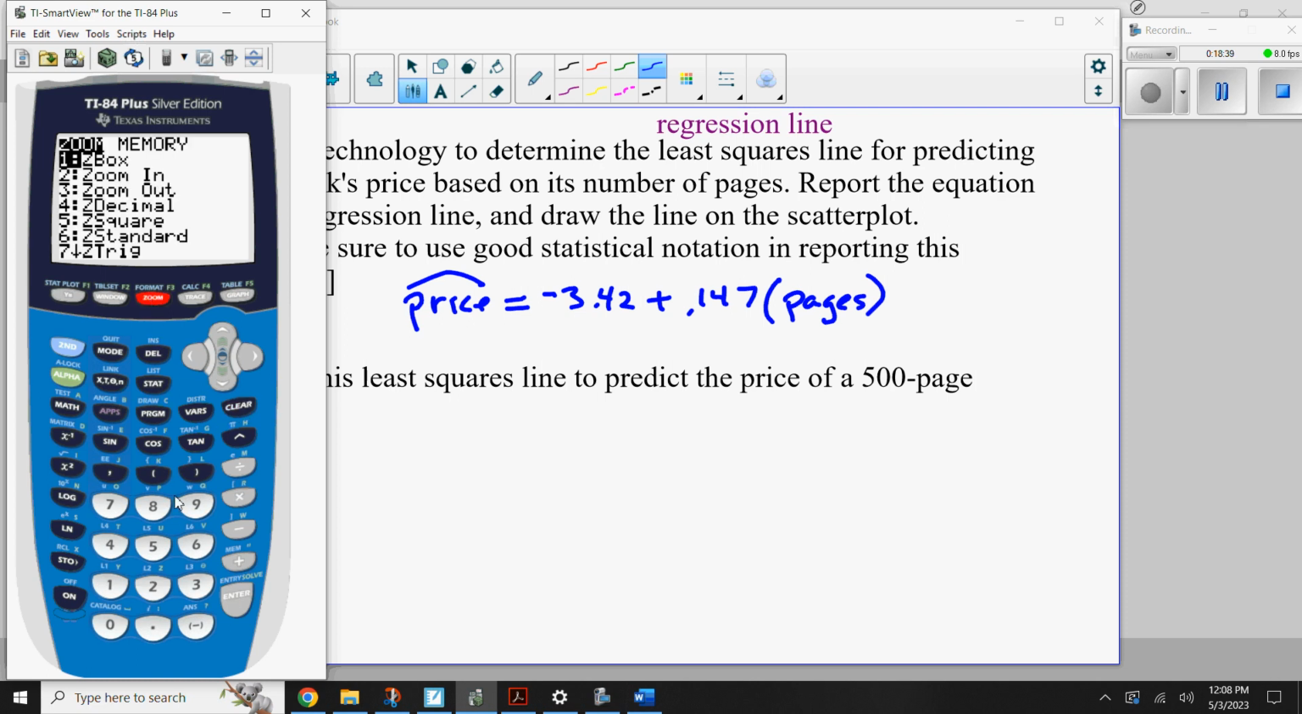zoom 9. There's my original scatter plot, and it draws my line of best fit. It draws my regression line. It draws my least squares line. Isn't that cool? That's like totally cool.